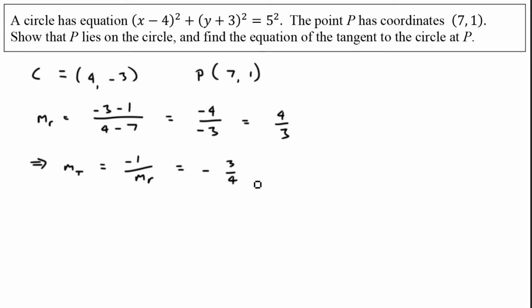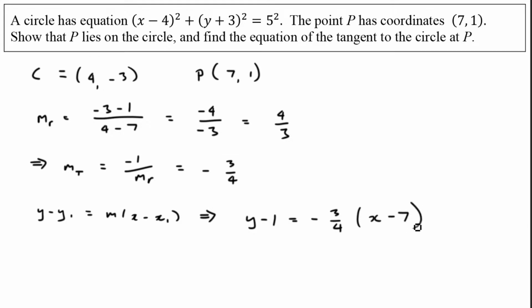Now we have a gradient of the tangent, and we know that it passes through the point (7, 1), so its equation will be, using y minus y1 is m times (x minus x1). The equation of the line that we want is y subtract 1 is -3/4 into (x subtract 7). The question doesn't tell us what form to leave our answer in, but let's tidy it up a little bit.